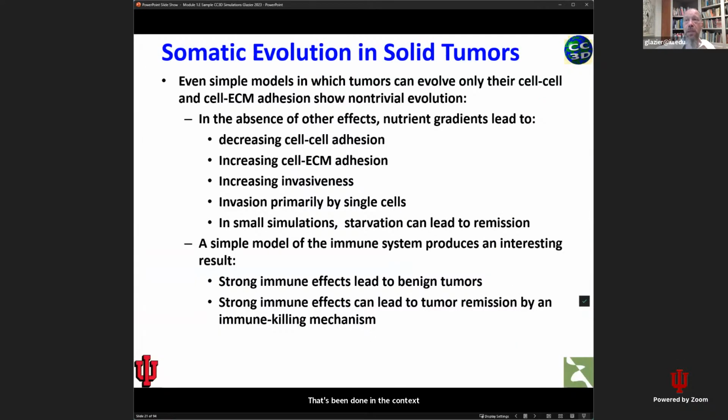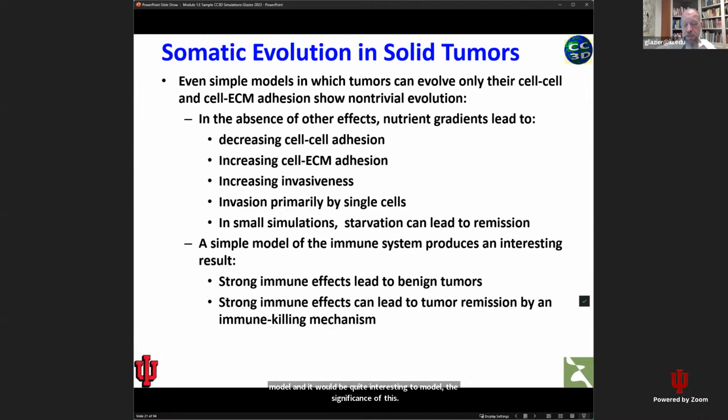The main result here is that you see a predictable pattern of a decrease in cell-cell adhesion and an increase of cell ECM adhesion, which leads to increased cancer invasiveness. And this is something that one could do quite easily at the level of this course. It's not a very complicated model, and it would be quite interesting to model the significance of this.